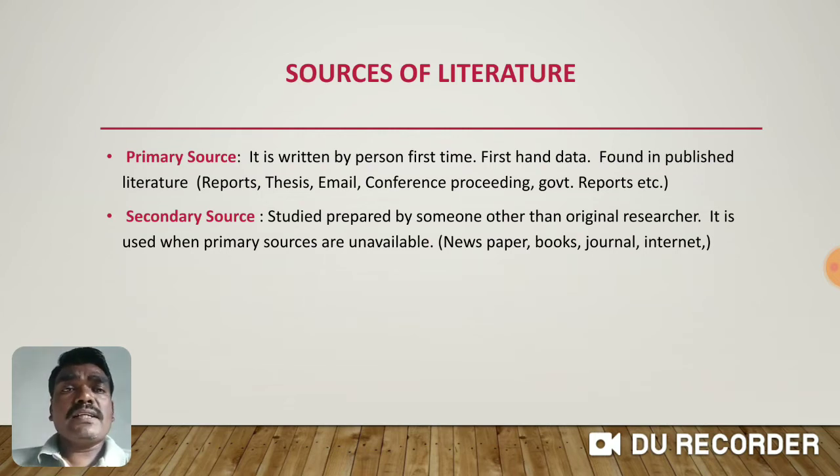Okay. Another source is secondary source. A secondary source is the study which is normally prepared by someone other than the original researcher, and normally it is the secondary sources which we can use in literature review when primary sources are not available. So secondary sources are made available specifically from newspapers, books, journals, internet, websites, etc.